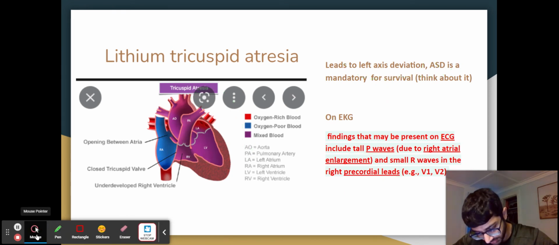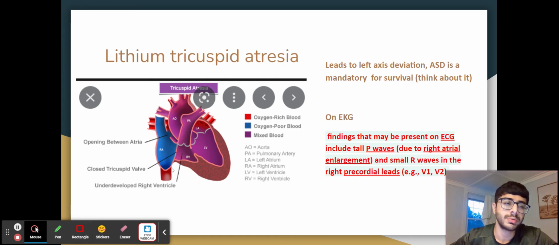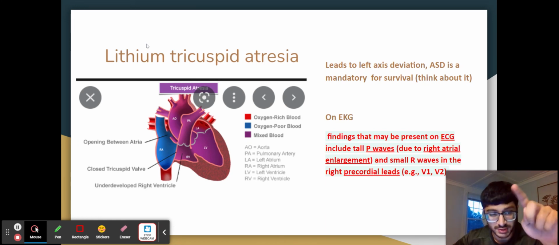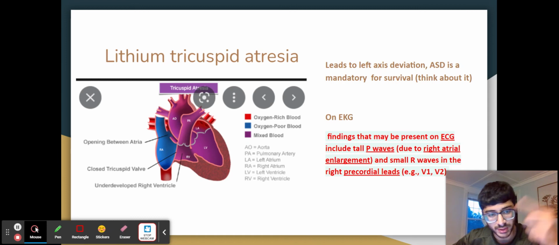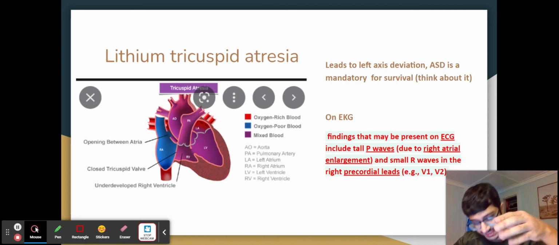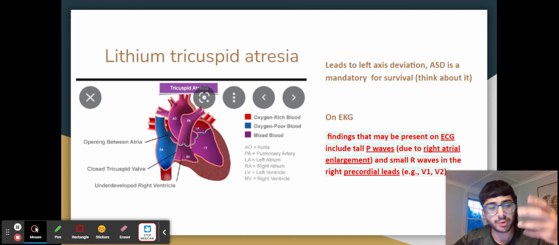Okay, let me see if I'm missing something, guys. Aha. Also, the lithium-induced tricuspid atresia causes all the stuff I just told you, and it also causes a widely split S1 and S2. That makes sense because there's an ASD. Plus a loud S3 or S4. I'm not exactly sure of the reason why that's happening. It also causes a holosystolic murmur at the left lower sternal border, which is the murmur of the ASD.